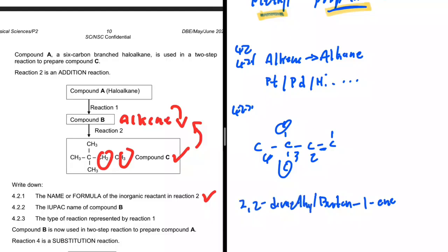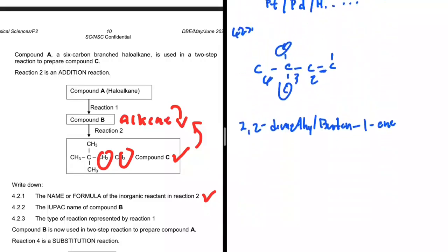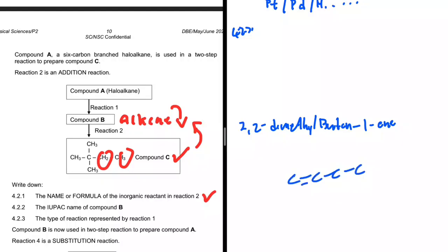dimethylbutane-1-ene. So let me hide the structure and try drawing it and see if I'm going to end up with the same thing. So butane, so 1, 2, 3, 4. 1-ene, double bond. 2,2-dimethyl. So 2 is here. So carbon, carbon. Is that what we have? Is that what we're dealing with? That is not quite what we are dealing with.